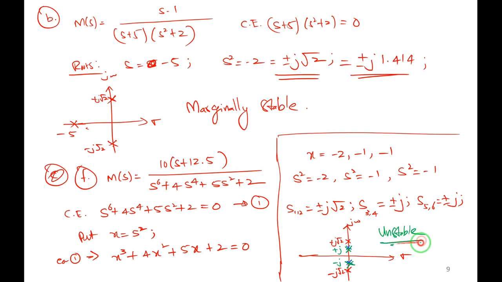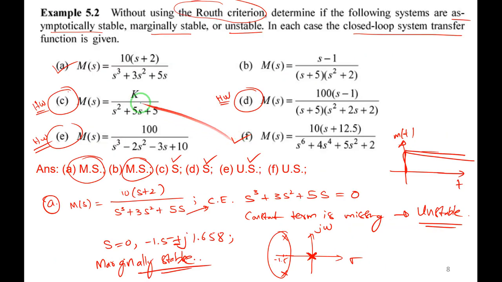The roots are repeated. Yes, repeated roots are there on the imaginary axis, plus or minus j, plus or minus j. Since the repeated roots are there on the imaginary axis, the given system is unstable. Yes, very good. Okay, so you take the homework C, D, and E. Take the screenshot and take it as homework, right?